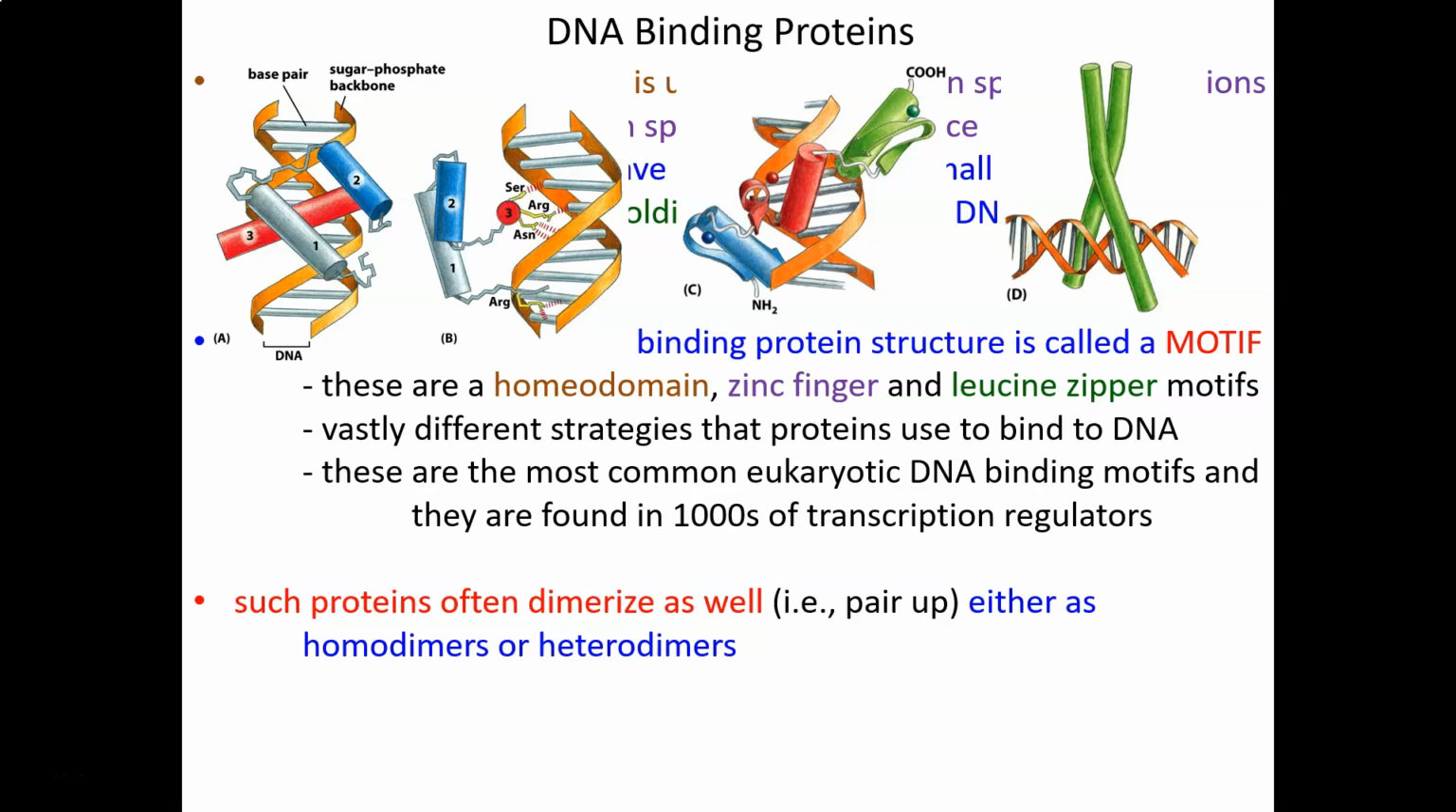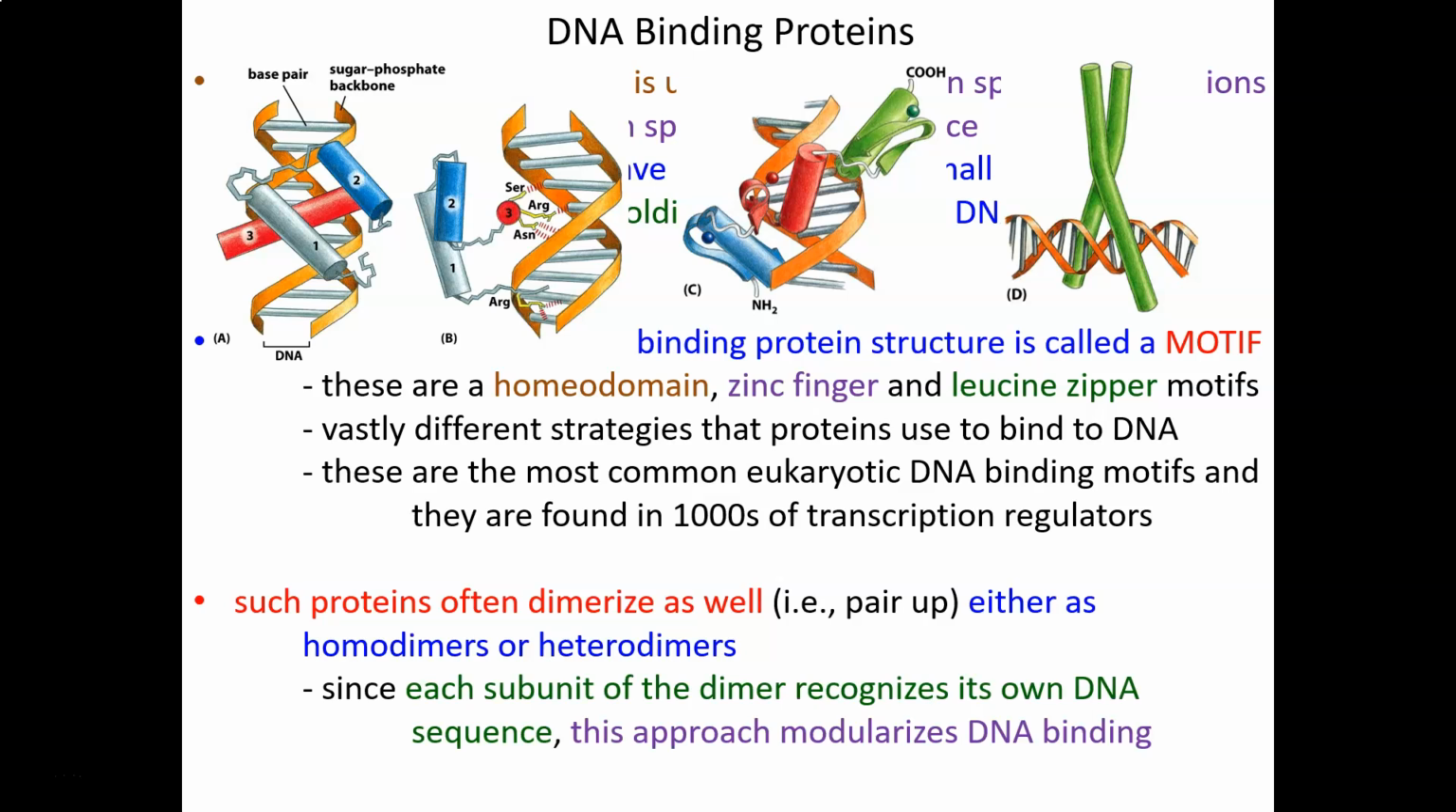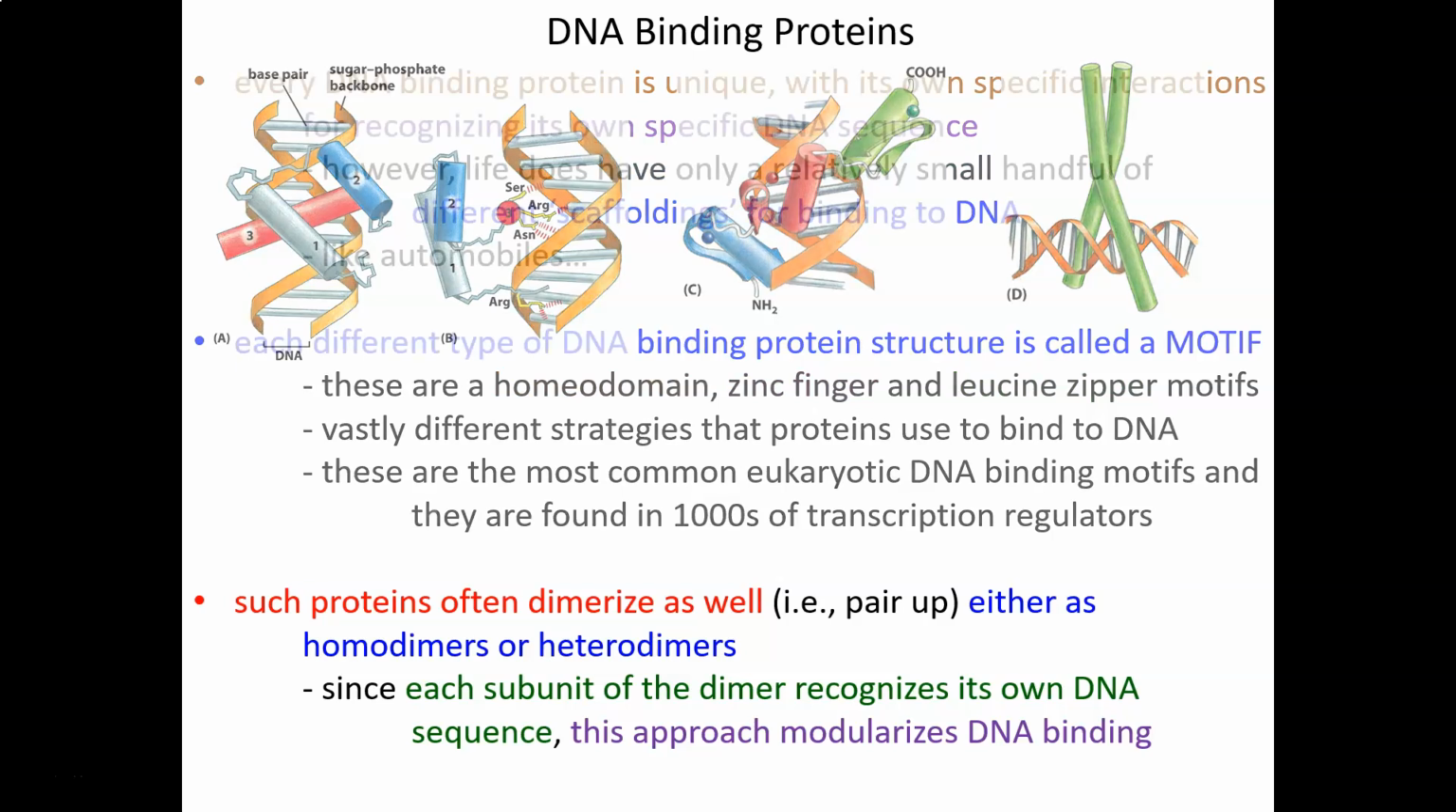Now, some of these proteins also dimerize, meaning they pair up. Two individual subunits, two individual polypeptide chains, will come together and interact non-covalently with each other to create a larger protein made up of two subunits. These can be homodimers, where the two subunits are identical, or heterodimers, where the two subunits of the dimer are different. And since each subunit of the dimer recognizes its own unique, smaller DNA sequence, this approach of making dimers allows DNA binding proteins to modularize their DNA binding.